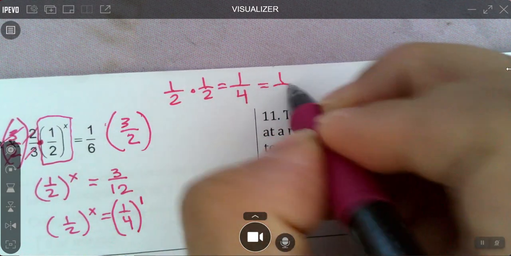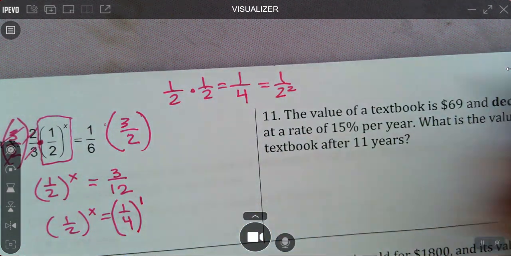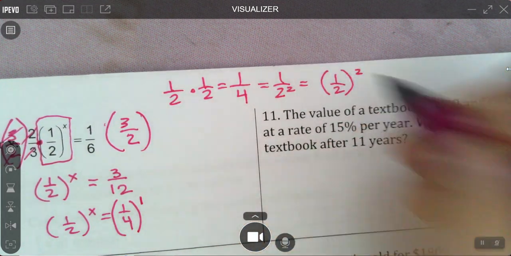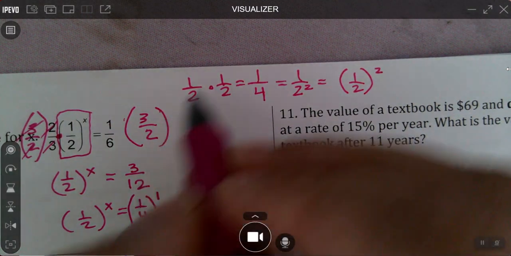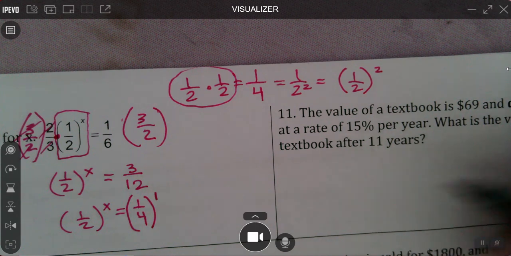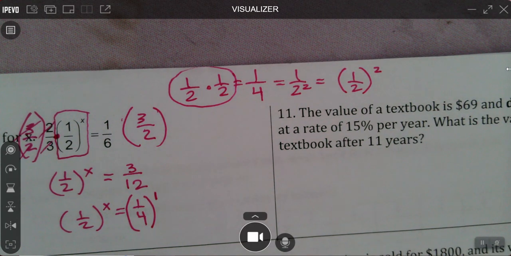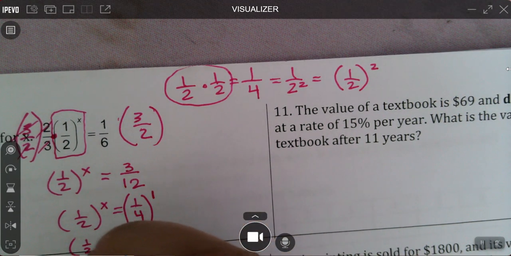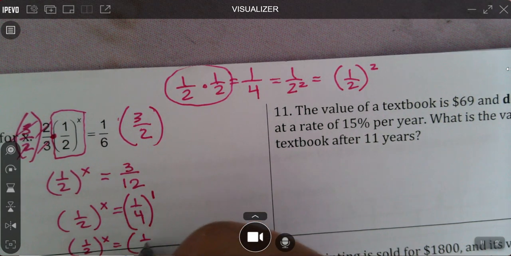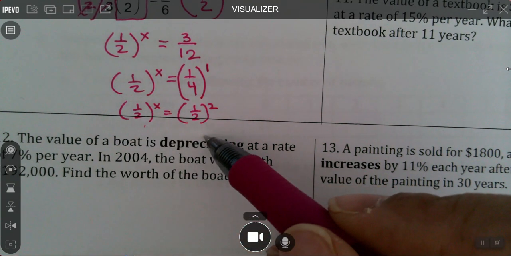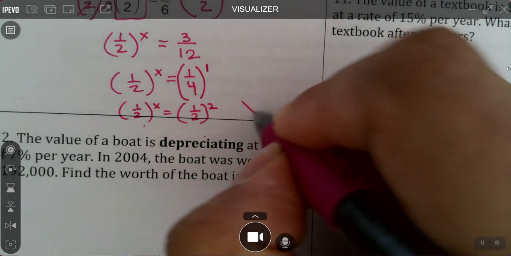That means that 1/2 squared. So this means that this is 1/2 squared. Right? When you multiply 1/2 by itself, when you multiply any number by itself, you're squaring it. Yes or no? So then this is literally 1/2 to the x is equal to 1/2 squared. Now do they have the same base? 1/2 and 1/2. So therefore x must be equal to 2.